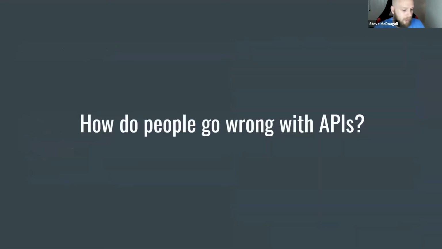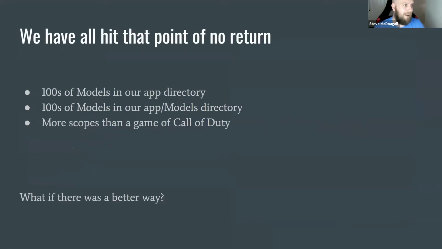So the first thing that I think of when people ask me about APIs is where do most people go wrong? And in Laravel, we've all hit that point of no return, haven't we? We've got hundreds of models in our app directory, or we've moved them to an app models directory, and all we've really done is shifted a heavy namespace from this end to that end. And all of our models have got more scopes than your average game of Call of Duty because you want to add all of these different ways that you can query your data.